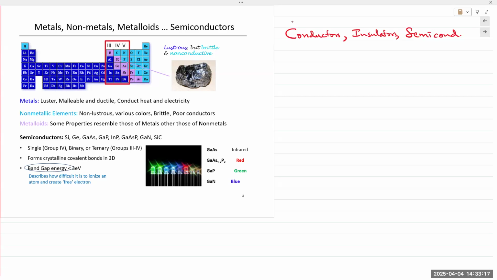Insulators, the exact opposite of metals. They do not have luster. They are brittle and they are very poor conductors of electricity. Okay, hence insulators. And then there's a third classification of materials that's somewhere in the middle. They have free electrons, but not as many as metals. Hence the name semiconductors.